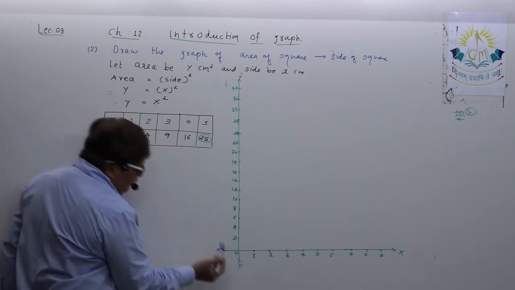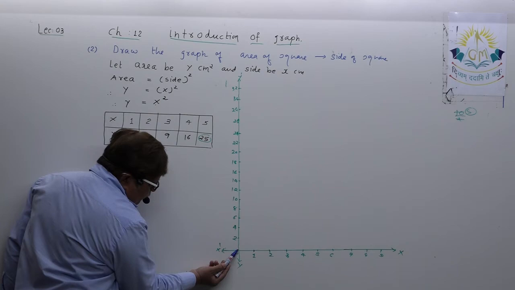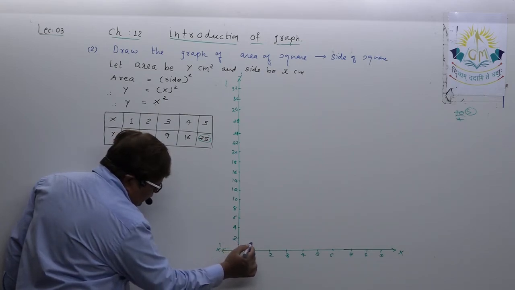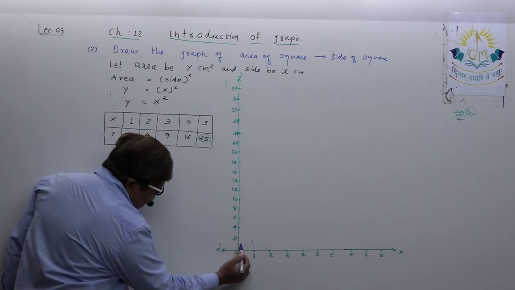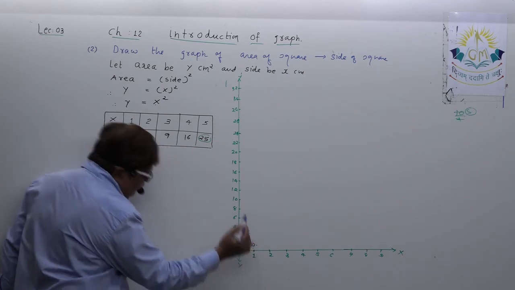First pair, Y is 1. Where is Y equal to 1? Every 5 lines will count as 1, so just start counting from here: 1, 2, 3, 4, 5. Here will be 1. And if you draw the dotted line, this is the point of interest. This is the first point.